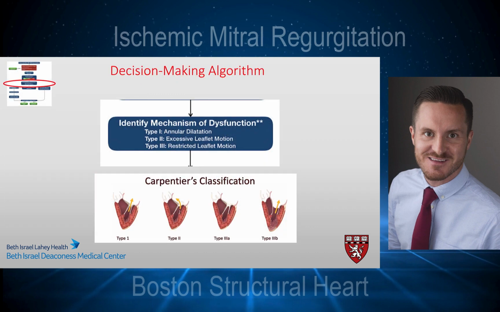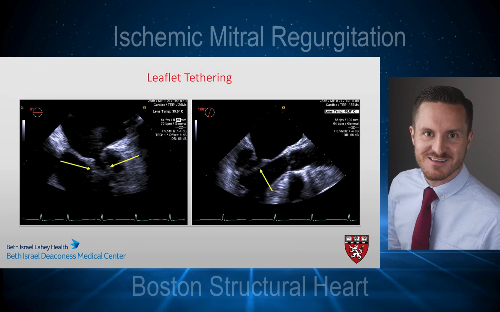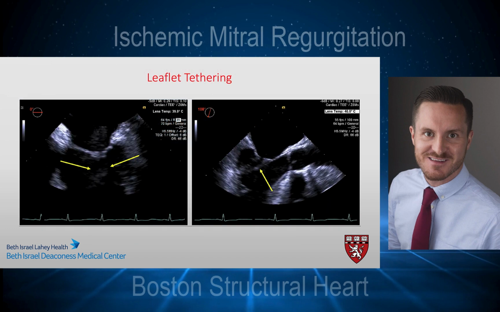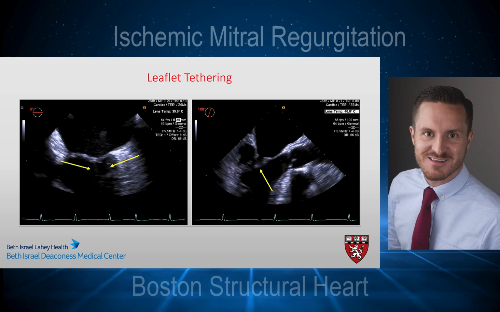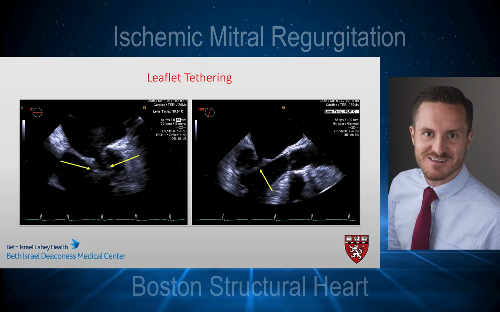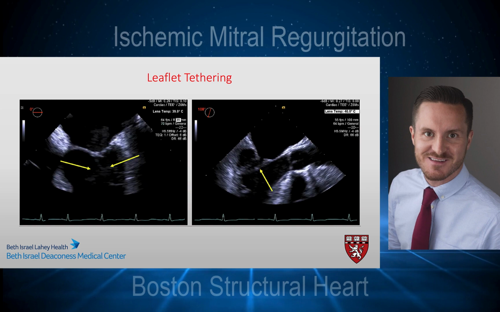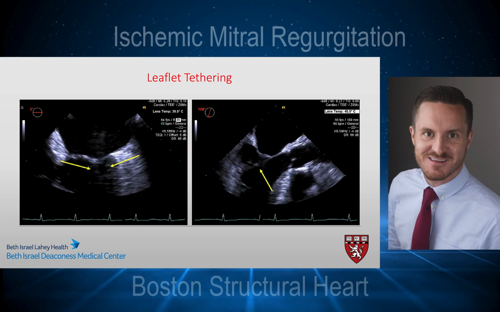So now that we have quantified the degree of dysfunction, the next step we follow in the decision-making algorithm is to identify the mechanism of dysfunction. To do this, we follow Carpentier's classification. In this patient, we can clearly see leaflet tethering with an annulus that is not dilated. So we classified the dysfunction as a type 3B dysfunction.